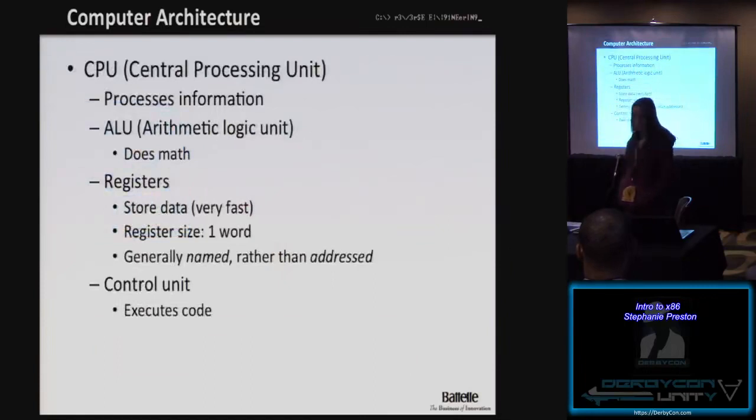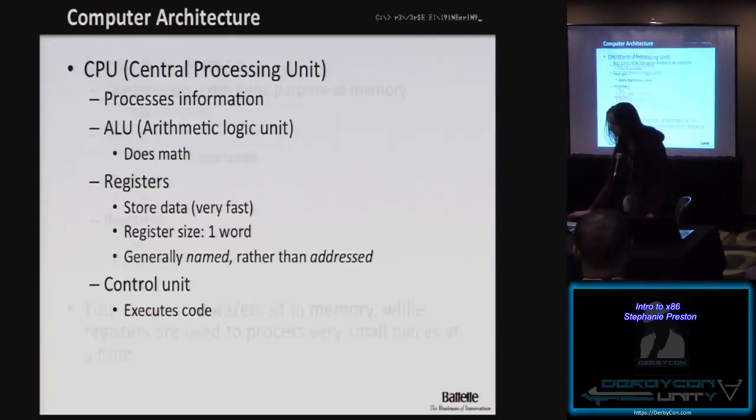It's responsible for processing information. It contains an arithmetic logic unit, which does all your math. It contains some registers, and these registers are important. The registers store data, and because they're in the CPU, they're extremely fast. The register size is 1 word, so on a 32-bit architecture, they'd be 32 bits in size. They're generally named rather than addressed, and there's also the control unit. It actually executes the code that you're asking it to do.